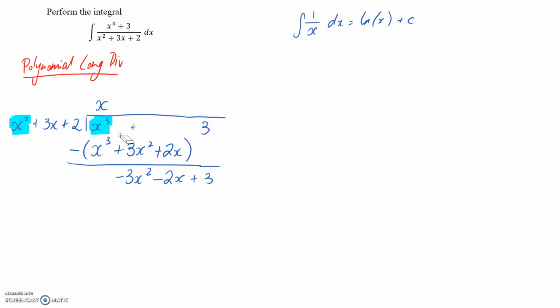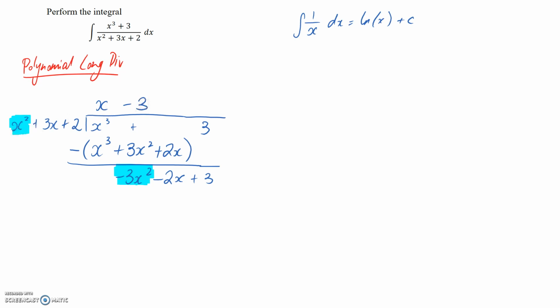So I'll get rid of our little highlighting here, because now we need to look at the biggest degree term here and the biggest degree term down here, which is negative 3x squared. So we need to figure out how many times x squared goes into negative 3x squared, and I would say that would be negative 3 times. So now we go through that process again, where we multiply the negative 3 by this expression out the front, and then take it away from what we've got here.